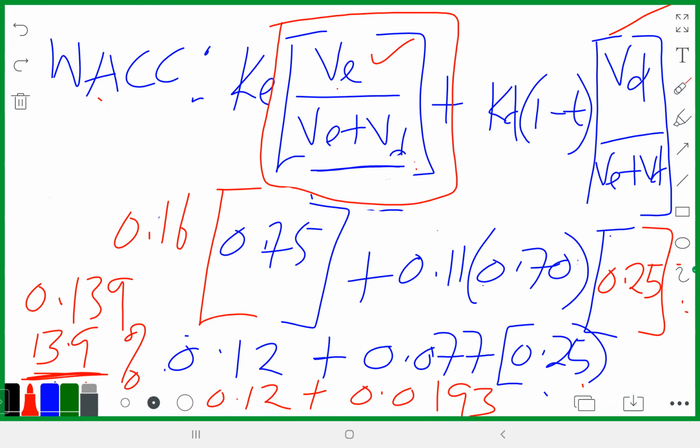I want to know, at first, you said this expression VE over VE plus VD is the market weight of equity. Yes. The whole expression is the market weight of equity. Then what about the VD over VE plus VD? What do you call the market weight of debt? Oh, thank you. Okay. Any other question?